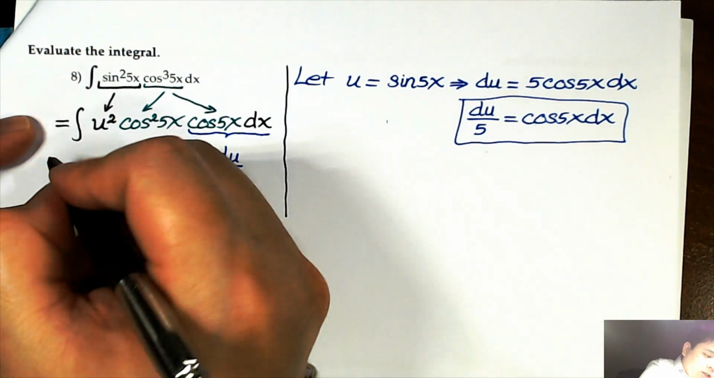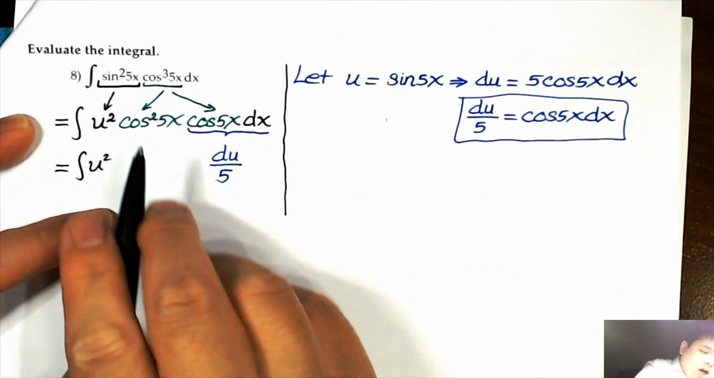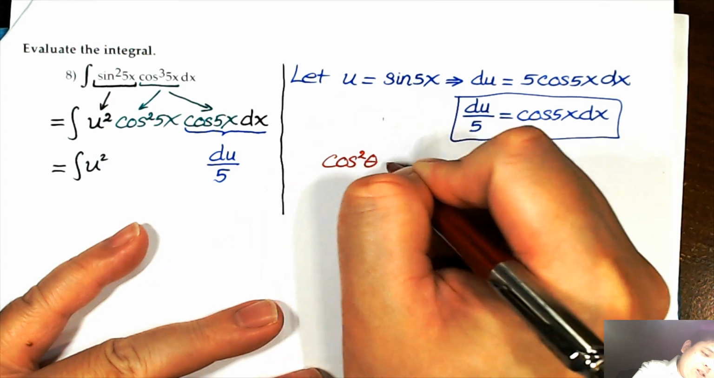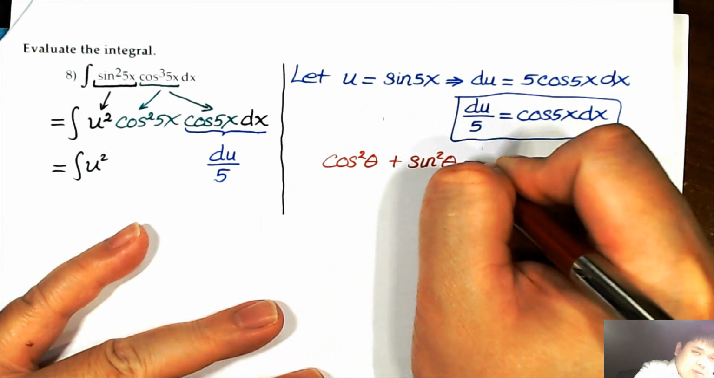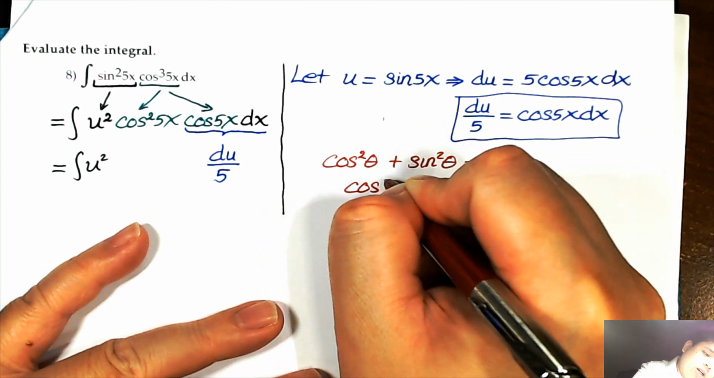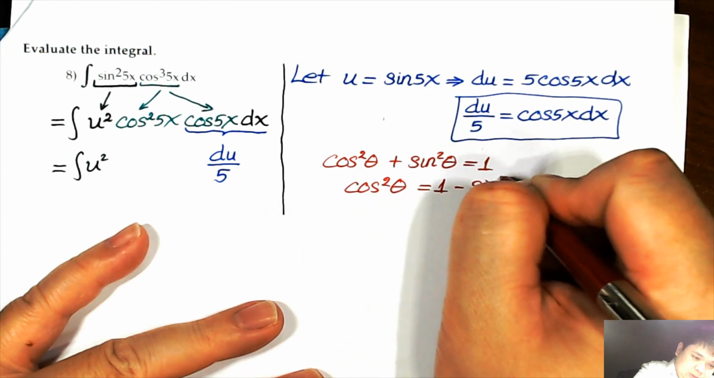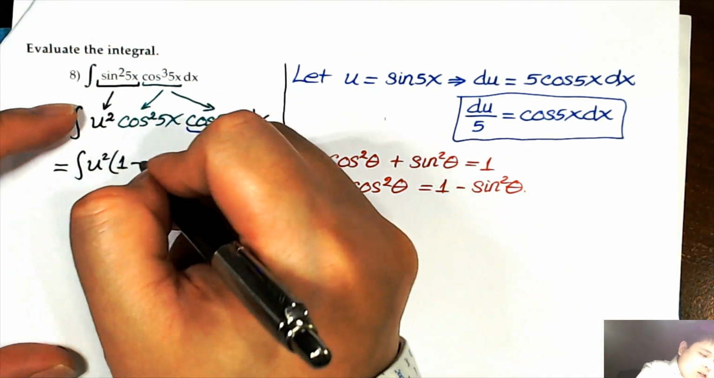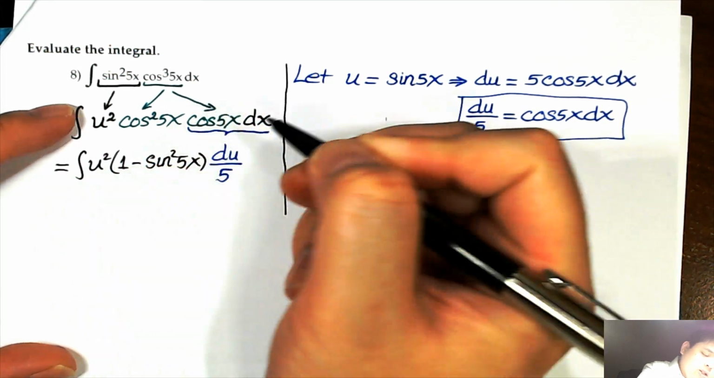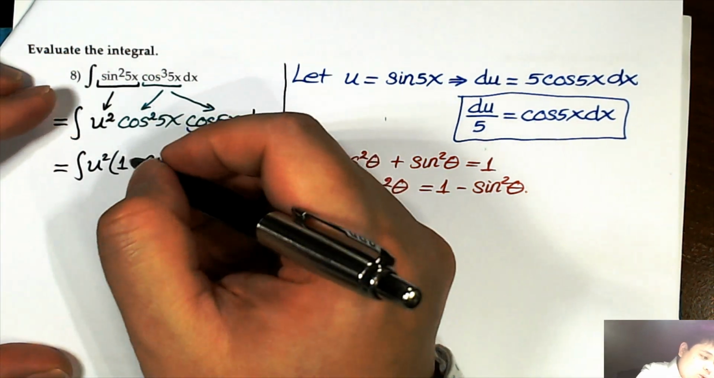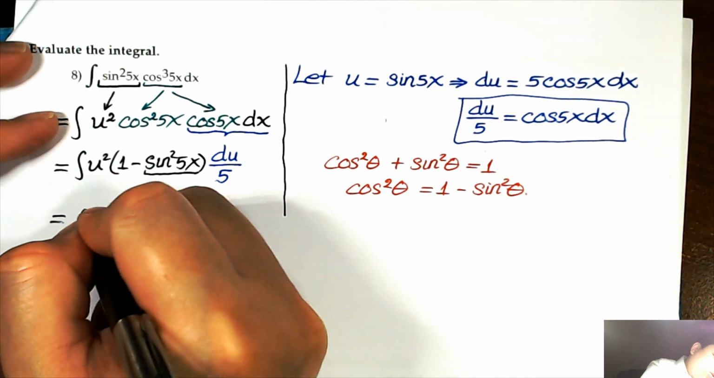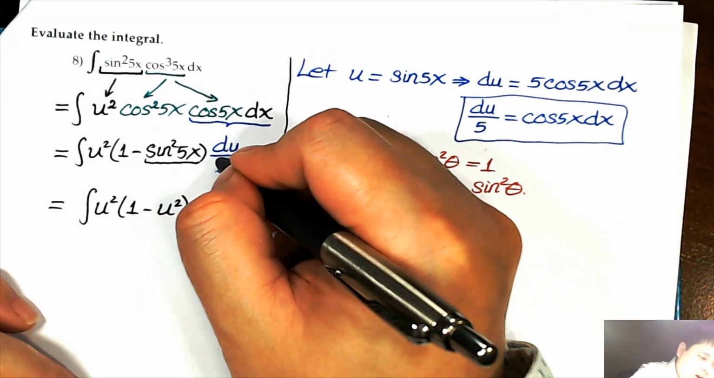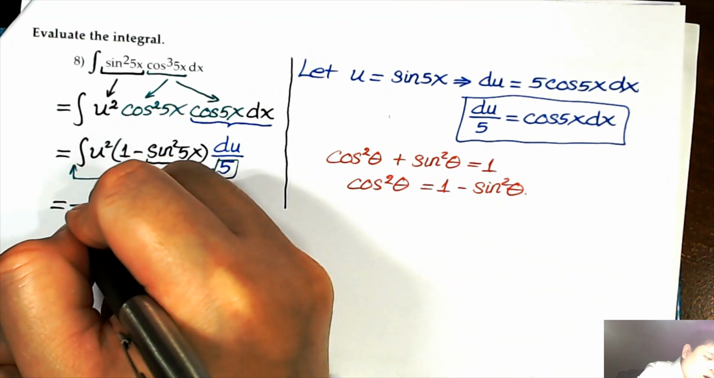Right. We still have u squared there. For cosine squared, we have the Pythagorean identity: cosine squared plus sine squared is 1. So for cosine squared of theta, we substitute that in here, and we're going to have 1 minus sine squared of 5x, right? And again that will turn into a u squared. So pretty much we have u squared times 1 minus u squared, and the 5 here is a constant, which is outside but has to be at the bottom.